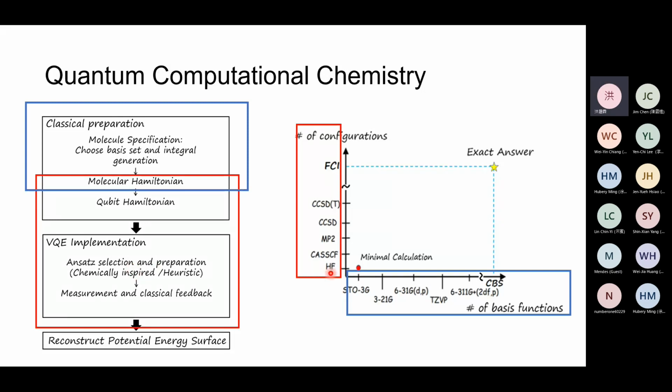The red box means the quantum algorithm, or the method part. The quantum computer can only advance in this direction. But to get the exact answer, or a more accurate answer, we still need to consider this direction, the basis set. Since the choice of basis set determines the quality of the constructed Hamiltonian, in quantum computational chemistry we should balance these two things.